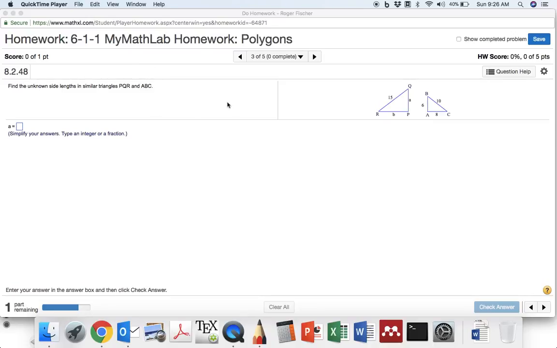Hello. I wanted to work through this problem with you, and I chose this one because sometimes the idea of similarity is difficult for people to understand. So I wanted to show you one possible way to think about it.